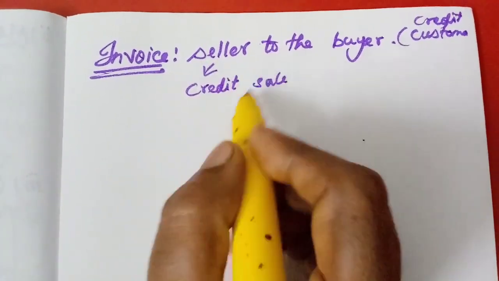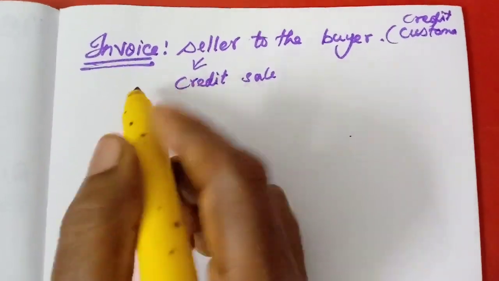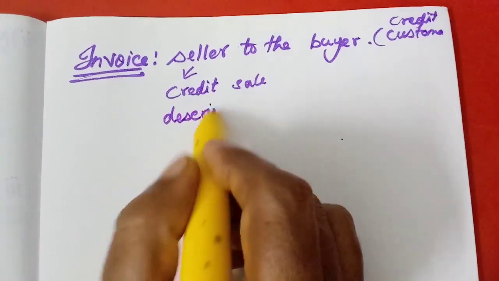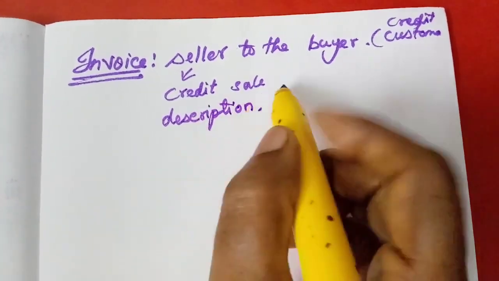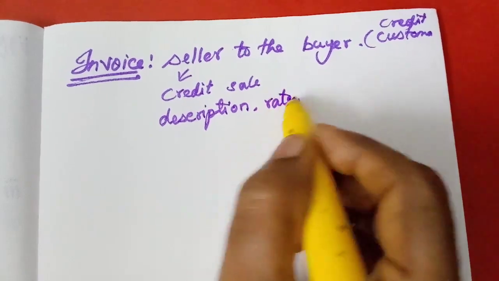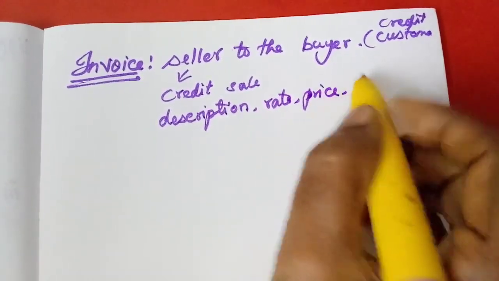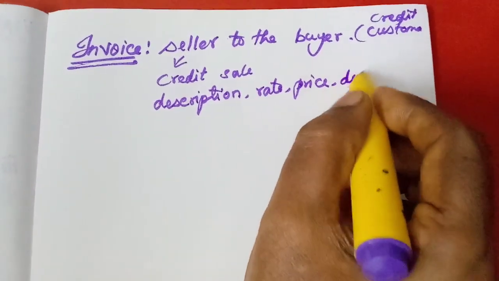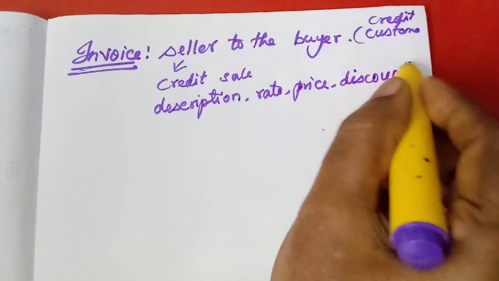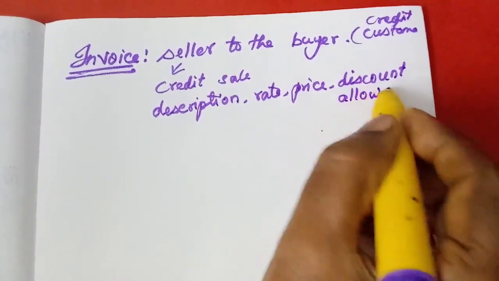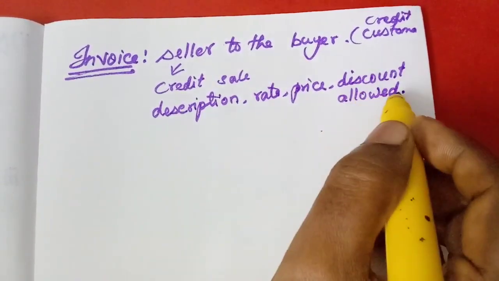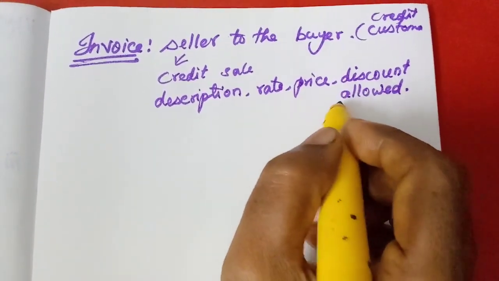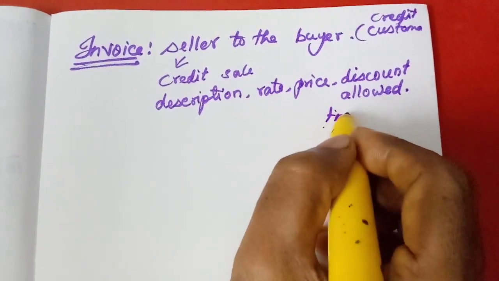In that invoice, we have to include the description of the goods. All the details will be there: description of the goods, then rate, price. Then, for prompt payment, we may allow some discount for them. Discount allowed, I think we have learned this word. Discount will be allowed if they pay that credit amount within the stipulated time, within the time limit.